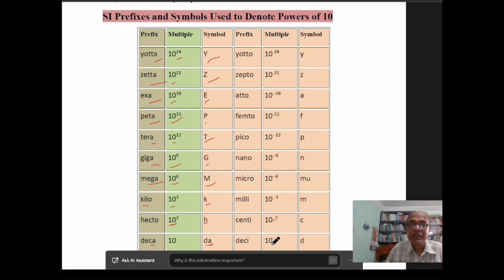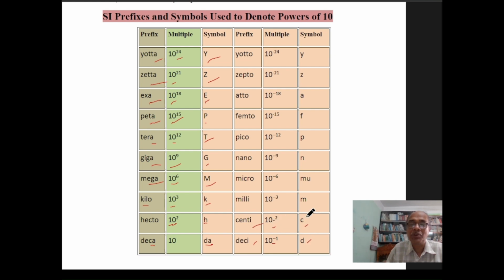Similarly, 10 to the minus 1, deci, small d; 10 to the minus 2, centi, small c; 10 to the minus 3, milli, small m; 10 to the minus 6, micro, mu; 10 to the minus 9, nano, small n; 10 to the minus 12, pico, small p; 10 to the minus 15, femto, small f; 10 to the minus 18, atto, small a; 10 to the minus 21, zepto, small z; 10 to the minus 24, yocto, small y.